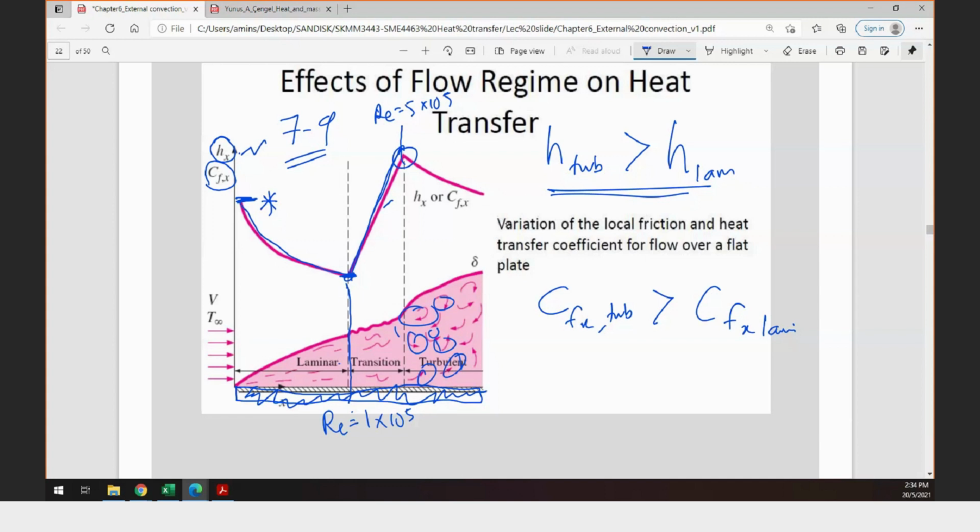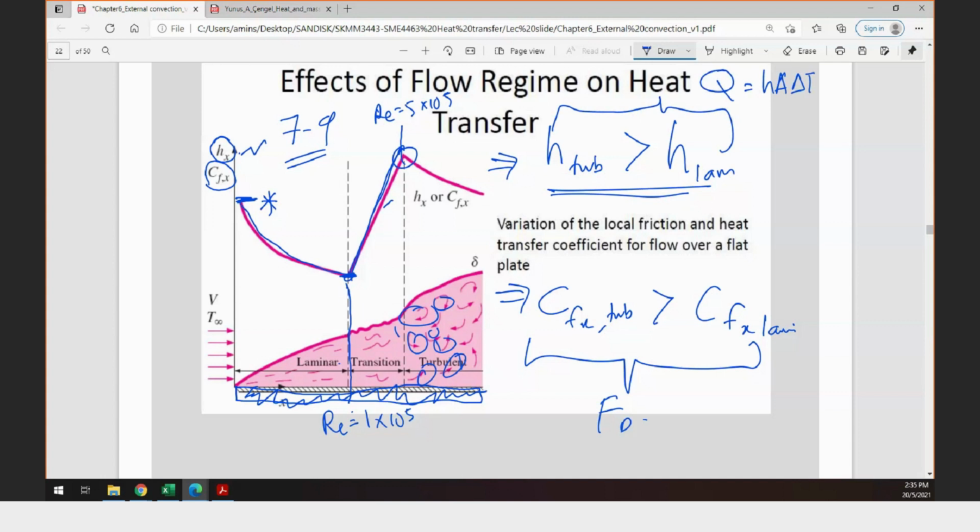So this flow characteristic, laminar, transition, turbulent, clearly affects your drag force. This one is to calculate the drag force, and this one to calculate Q equals h A delta T. So once h increases, Q also increases. That's why it is important to define whether it is laminar, transition, or turbulent.